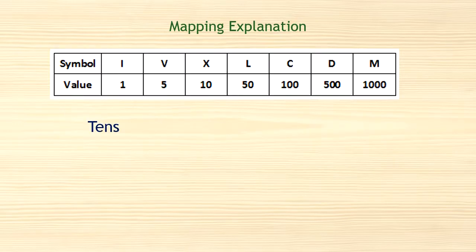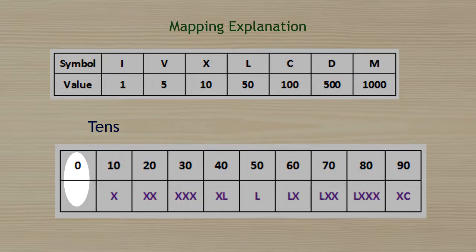Next is for the tens place. 0 is empty string. 10 is X. 20 is XX. 30 is XXX. 40 is, we could repeat X for 4 times, instead we will do 50 minus 10, that is XL. Then 50 is L. 60 is 50 plus 10, LX. 70 is LXX. 80 is LXXX. And 90 is 100 minus 10, that is XC.